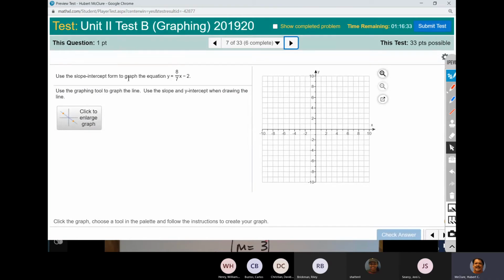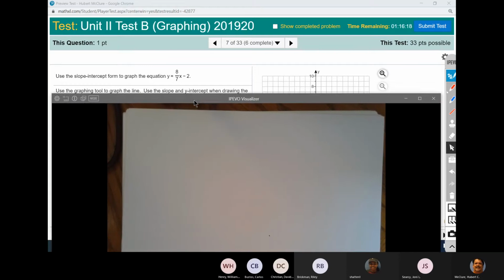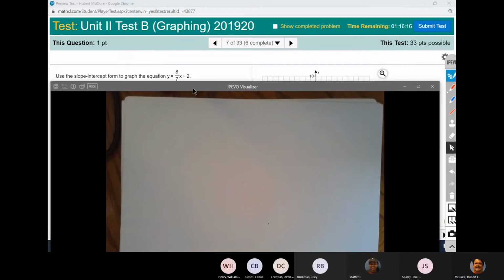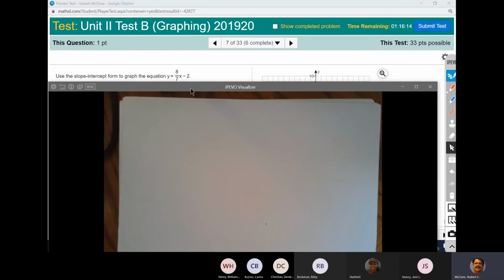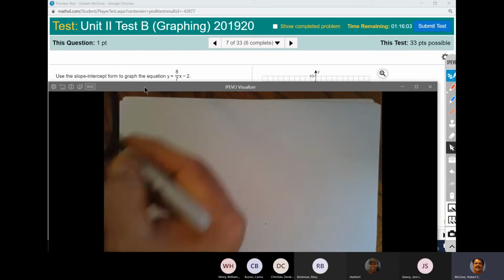Use the slope-intercept form to graph the equation. Which method do we use? Method 1, method 2, or method 3? Three. Method 2. Remember, I'm sorry, you said method 3. Method 3 is correct. Method 3.